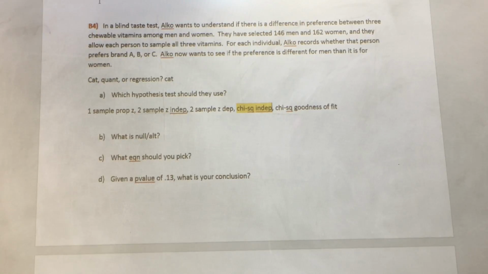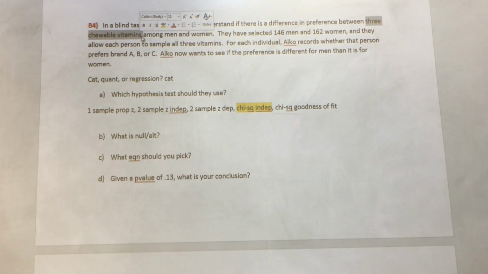So here's why it's not a two sample proportion. We've got three chewable vitamins. Okay, that's not a binomial anymore. You're getting to choose between three. You've got three choices. It can't be a binomial. Can't be a proportion test. Okay? So that's why it's got to be an independence test. Does that make sense?